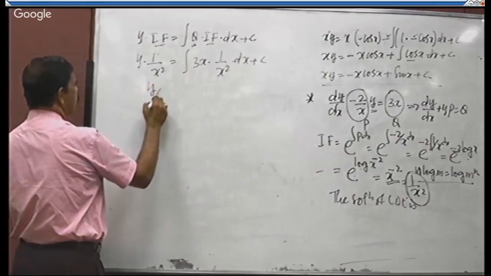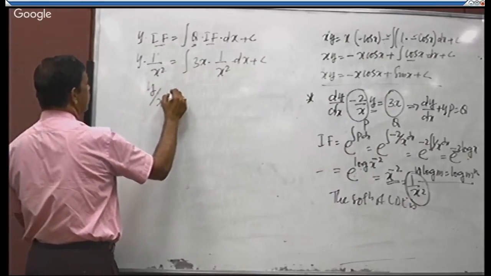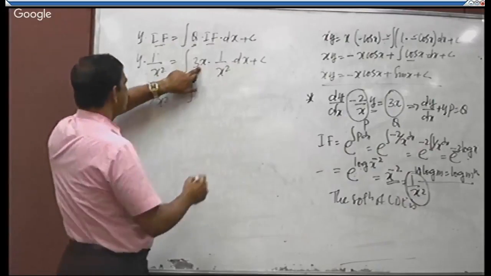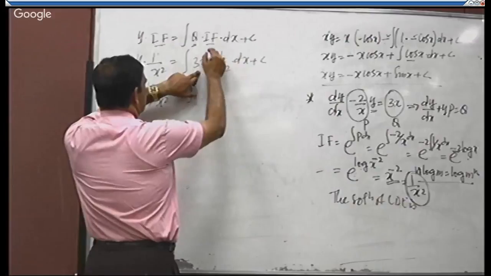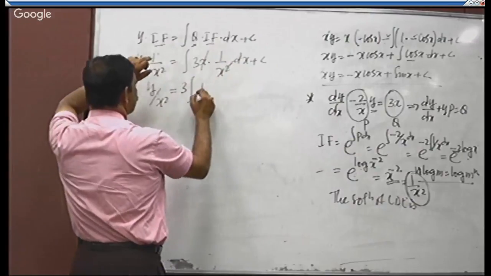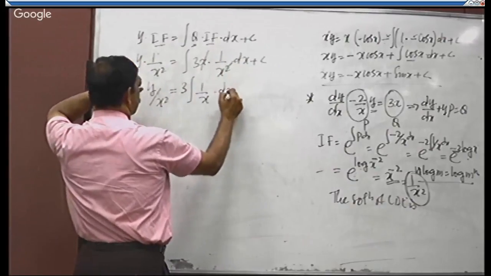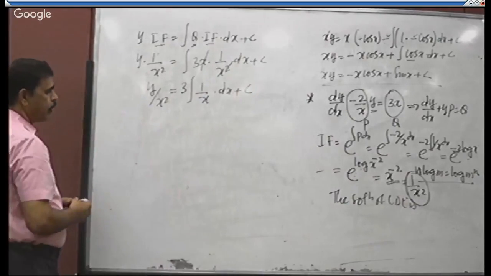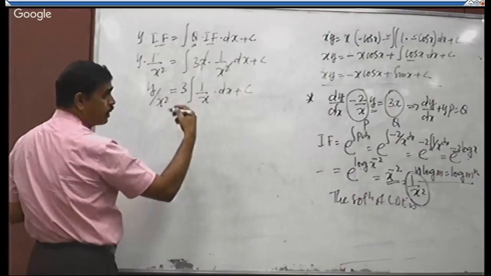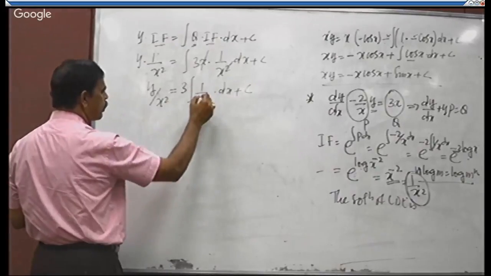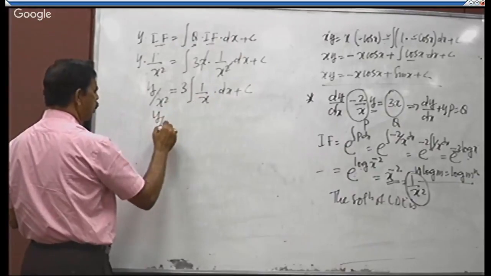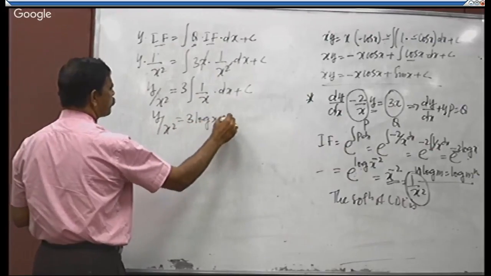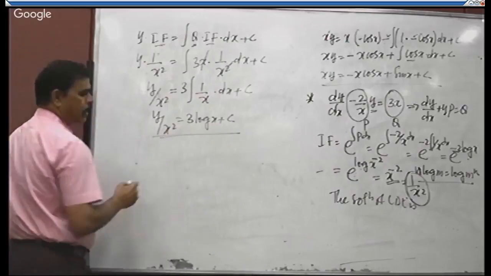So y divided by x square is equal to, I am taking 3 outside as a constant, x into 1 by x square. This x cancels. What is remaining? 1 by x dx. What is the integration of 1 by x? 1 by x is the derivative of log x. Therefore, the integration of 1 by x is log x. So it is 3 into log x plus c, right?